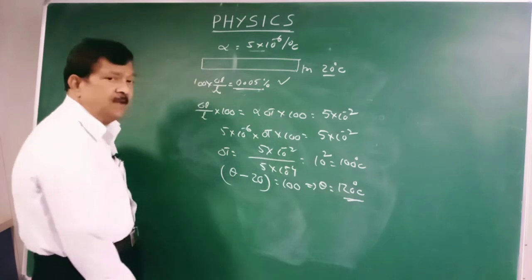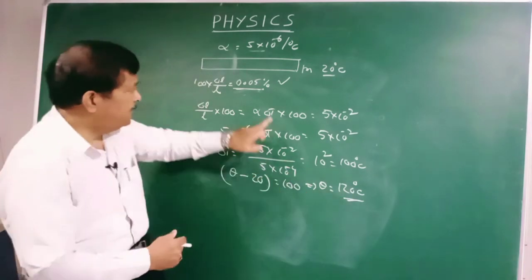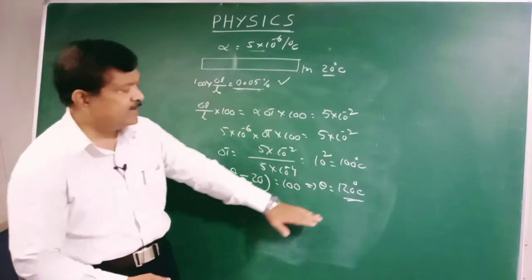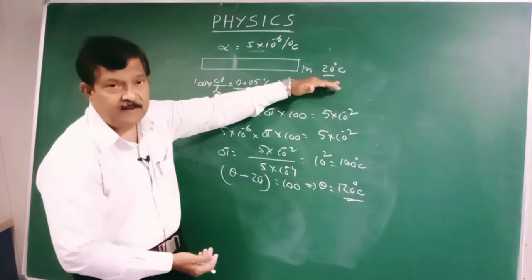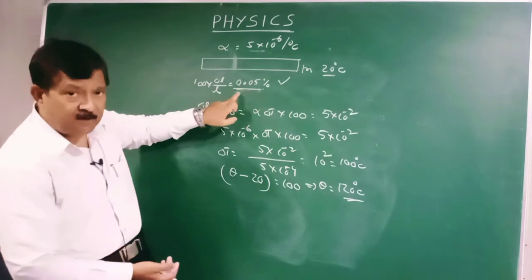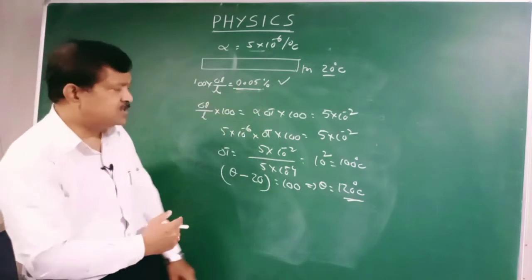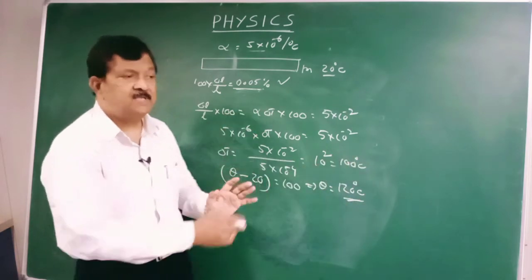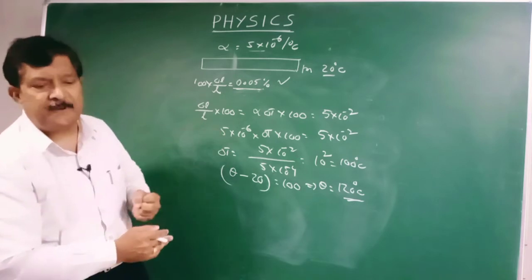That means at 120 degrees centigrade, the error will be 0.05%. That means up to 120 degrees centigrade you can use it. So it is prepared at 20, and even if you use it at 120 degrees centigrade, the error will not cross the maximum limit. So the highest temperature up to which it can be used is 120 degrees centigrade. This is how we can calculate another important numerical related to this topic.